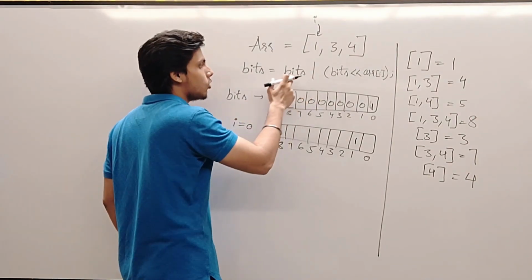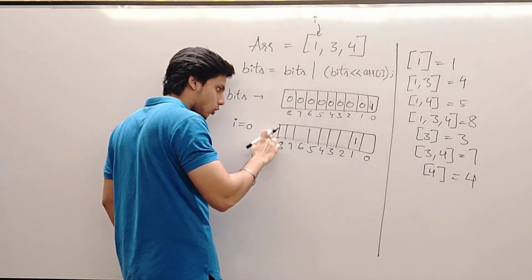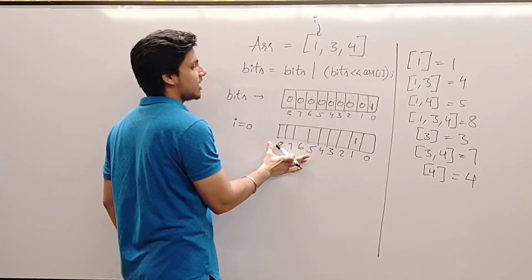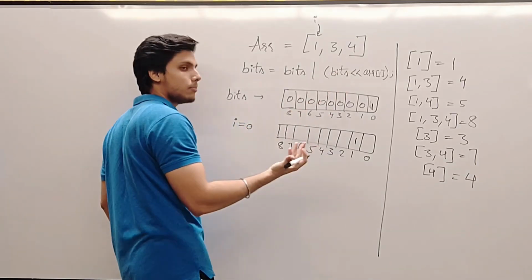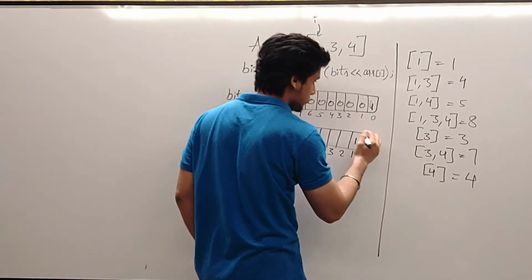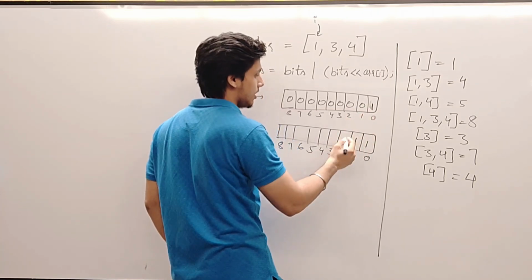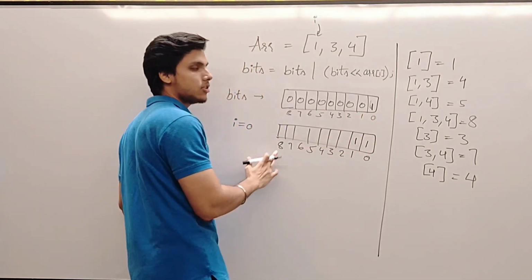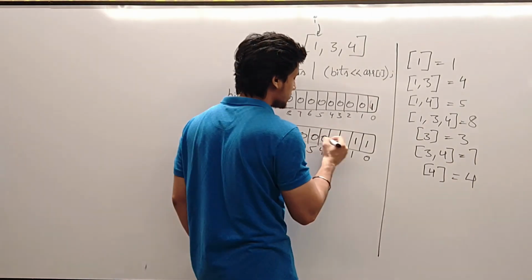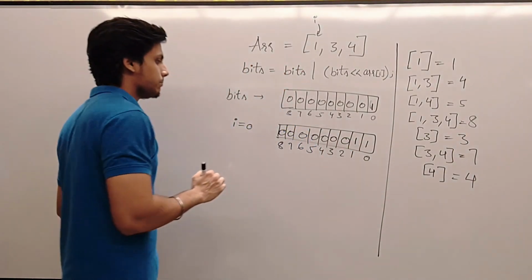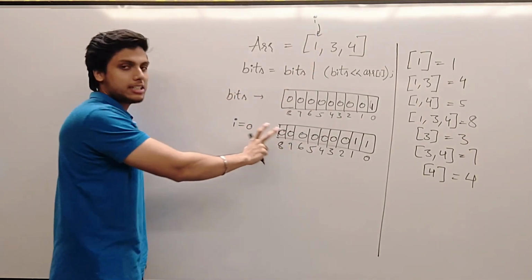Correct. So you need to OR it with the previous bits, which is the original bits, right? You need to OR these two and store it in this. After performing this operation, how do your bits look? 1 OR 0 will give you 1, 1 OR 0 will give you 1, and since the rest are all zeros, they will remain as zeros, right? So now after going through one index, our bitset is like this.